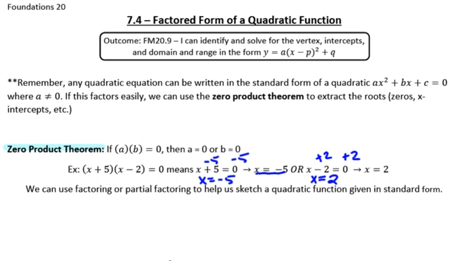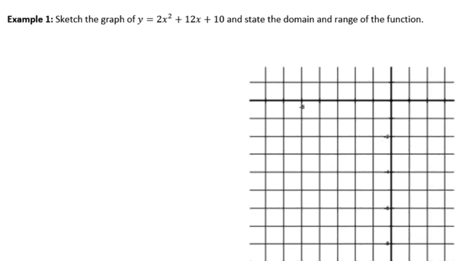We can use factoring or partial factoring to help us sketch a quadratic function given in standard form once we find our intercepts. Then we can find our vertex because our axis of symmetry is going to be directly in between those two, so we can add them up and divide by 2 to identify our vertex, plug that back into our quadratic equation to identify what our y value will be at that x value of our vertex. So first things first, again, we want to look for common factors, so we want to remember that. Number one thing is there a common factor?